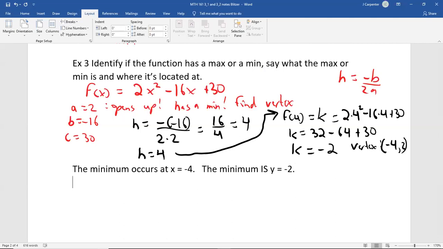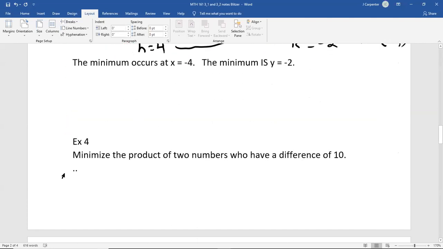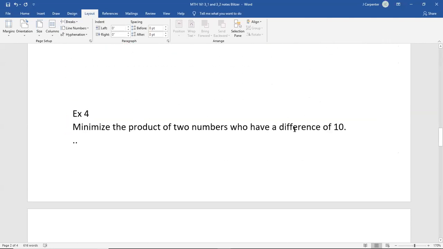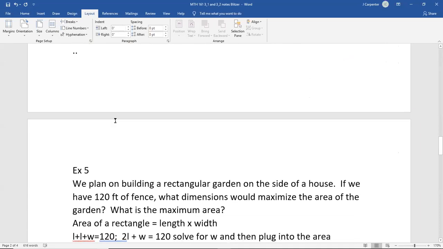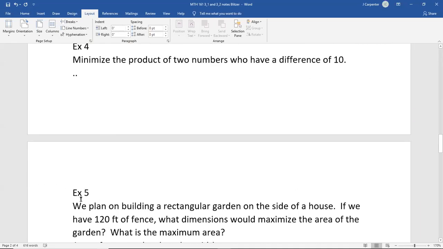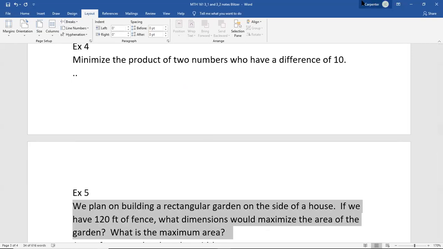All right, so we did a pretty decent amount of work from 3.1 today, but we did not finish it. Some of these are some pretty long sections. We'll have 2 more examples to cover next time. I'll even put them on the screen for just a second. Minimize the product of 2 numbers who have a difference of 10. That one's going to be fun. So we're going to have some word problems. And then example 5, one of my favorite style math problems in the whole world, optimization, making something as best as possible. So we'll do this. We want to build a garden and have maximum area for that garden.